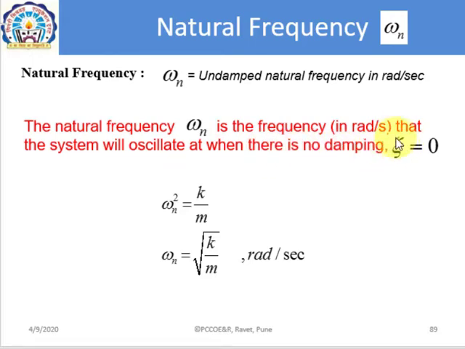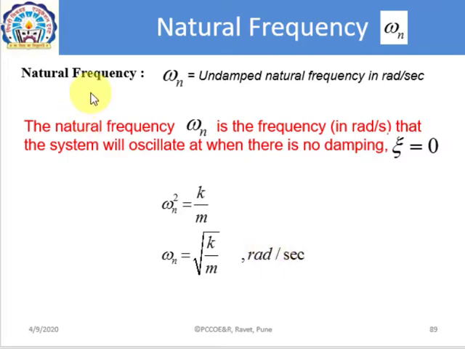In other words, we can say that zeta, the damping ratio, is equal to 0. So natural frequency can be written as omega n square is equal to k by m. So we have omega n is equal to under root k by m. The unit of circular natural frequency is radian per second. Now let us derive the generalized form of the transfer function in terms of damping ratio and natural frequency of a second order mechanical system.